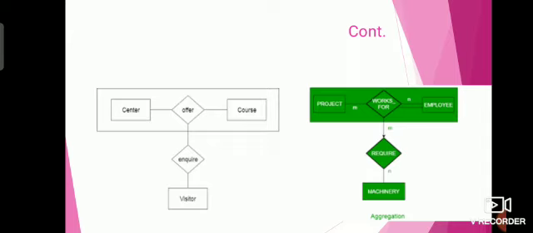And again we can see the example, project works for employee. So both entities are aggregated as a single entity, and in a system it has another entity, machinery. Machinery requires the both combined aggregated entities. So both project and employee entities are aggregated into a single entity for the machinery entity.